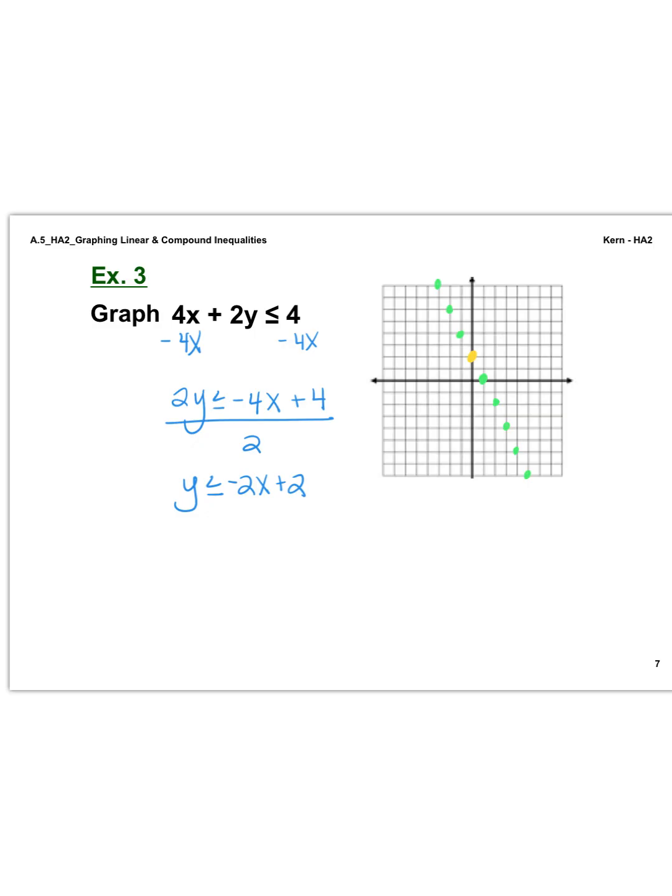And then I ask myself dotted versus solid. This is less than or equal to, so it's solid. And now I shade, so I find my y-intercept. It's less than, so I go down. So this whole side of the line is shaded.